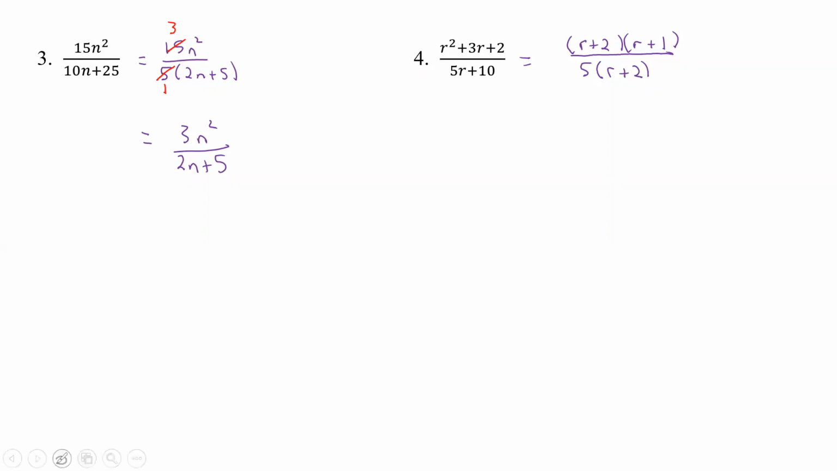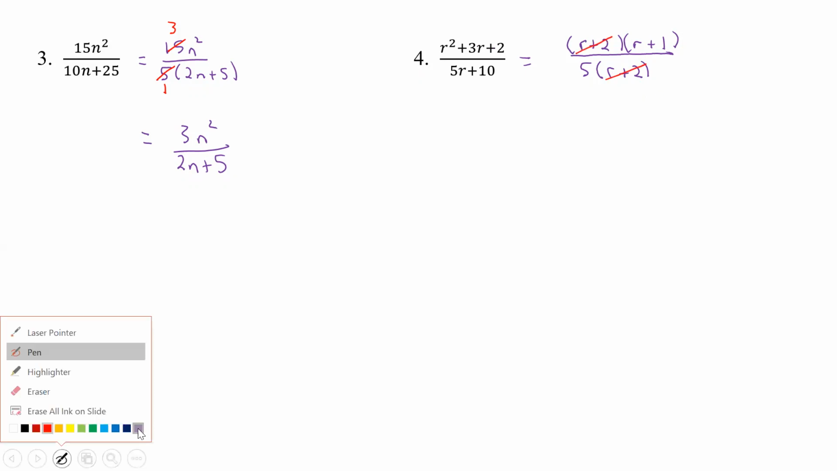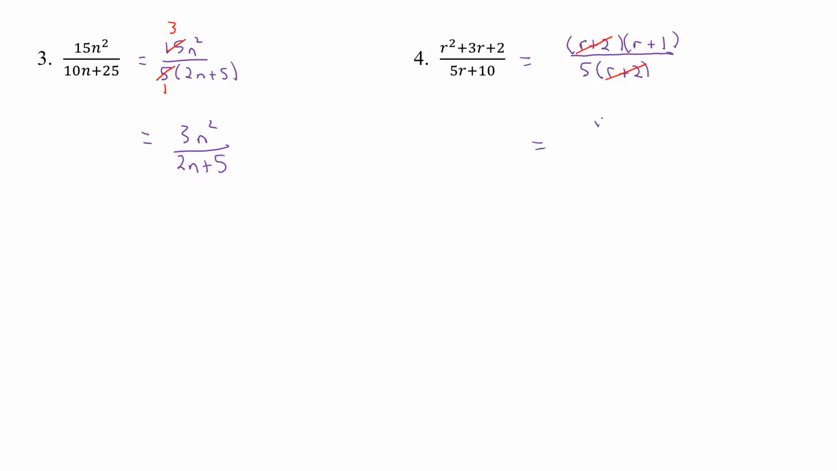And so now what we can do is cancel. Our r plus 2 cancels our r plus 2, and then what we have left over is just r plus 1 over 5.